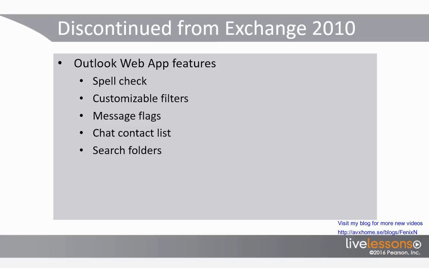Now in the previous video I mentioned that Microsoft has added a ton of new features to Outlook on the web, which was formerly known as Outlook Web App or Outlook Web Access or OWA, depending on what version of Exchange you were using. But there are some Outlook Web App features that have been discontinued since Exchange 2010. For example, spell check isn't there anymore. Now why is that? Well, it's because most of the browsers have their own spell check, so you don't really need an OS-specific spell check. Also, customizable filters, message flags, chat contact lists, and search folders are all gone from Outlook Web App.